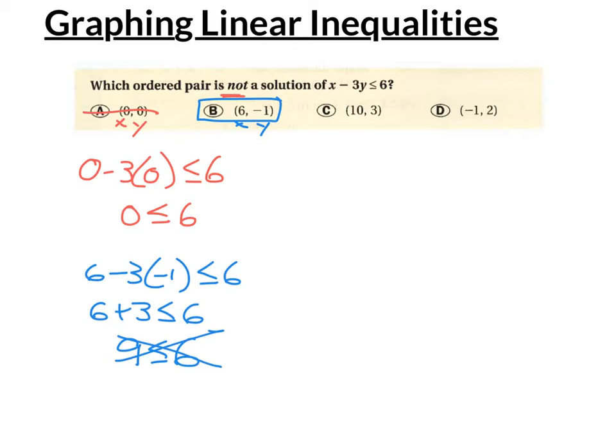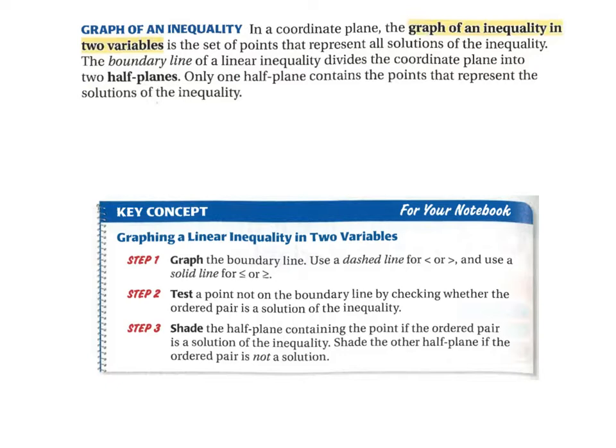So when we're graphing linear inequalities on a coordinate plane, we want to make sure we show all of the points that are solutions to this and all of the points that are not solutions. So when we graph an inequality in a coordinate plane, the graph of the inequality is the set of points that represent all solutions of the inequality. That's the important part. The reason we show all of the solutions on a coordinate plane is because we don't have time to write them all out. It's actually easier to show it than it is to write them all out because we'd never be able to write them all out.